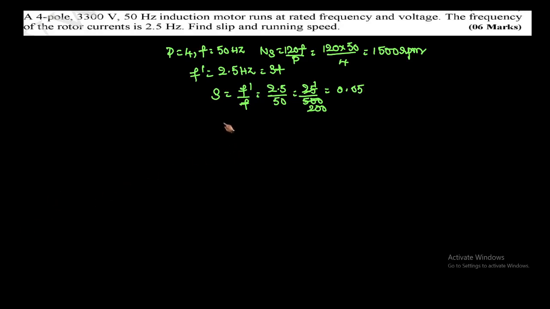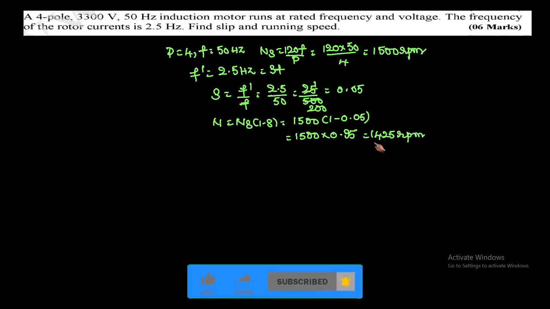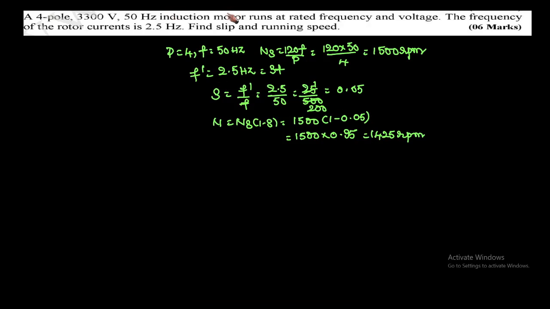Next it asks for the running speed. So N will be Ns into 1 minus s. Ns value is 1500. Next, 1 minus 0.05, that is 1500 into 0.95. How much are you going to get? 1425 rpm. The speed of the induction motor is 1425, which is the running speed. Okay, see the next problem here.